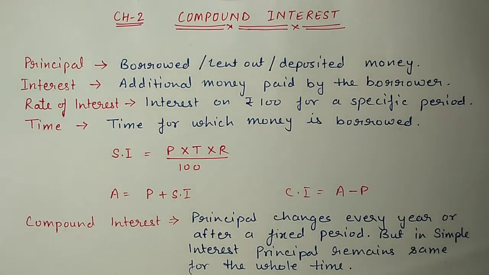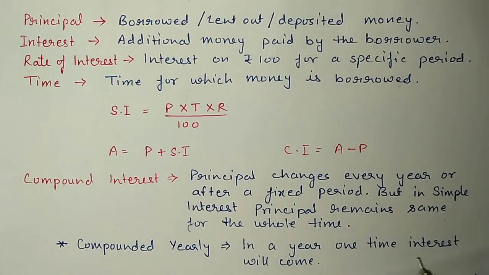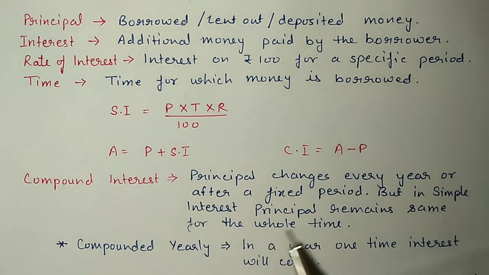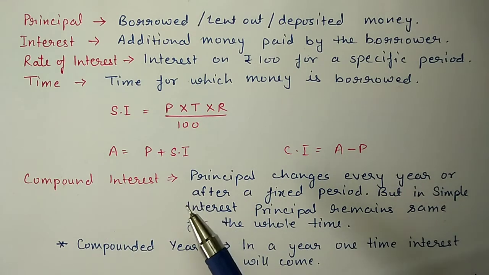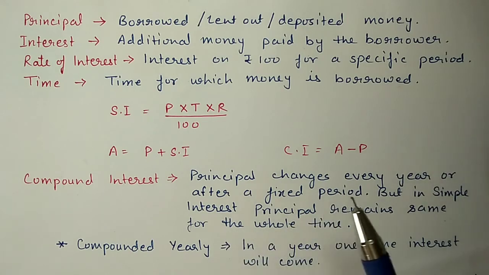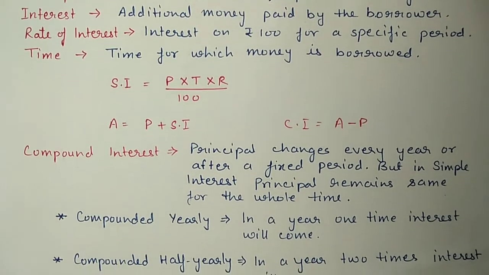Next is compound interest. In compound interest, the principal will change every year, but in simple interest, the principal will remain the same. Suppose you have deposited some money for 2 years, so in simple interest the principal will be the same for 2 years, but in compound interest it will change. After 1 year, whatever the amount is, that will become the principal for the second year. This is the difference between simple interest and compound interest.